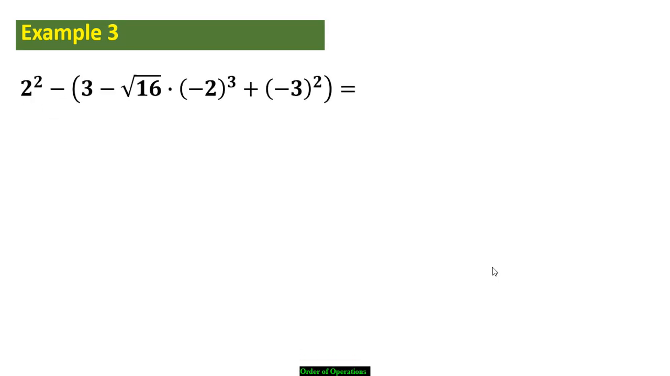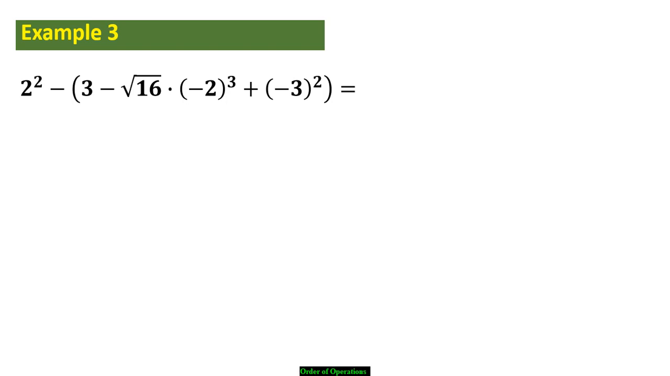So we have a third example, and this is more and more difficult because we have now operations in brackets. The first thing you have to do always is solve operations that are in brackets. If you notice, inside the brackets we have subtractions, multiplication, and addition, but we cannot add or subtract if we don't first solve the powers and the radicals.